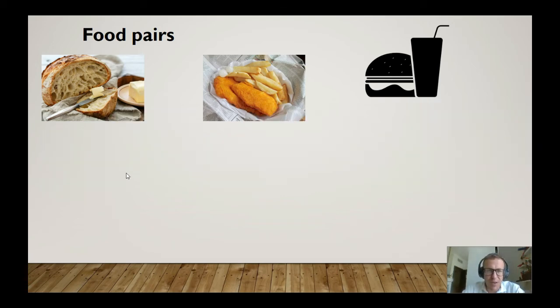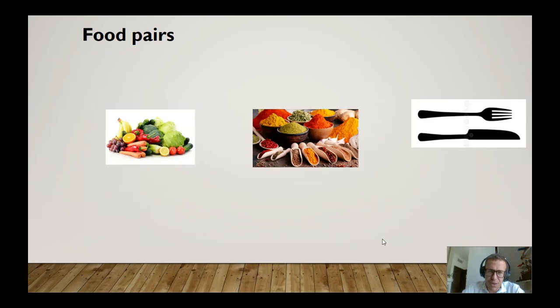So we have bread and butter. You can say butter and bread, but it just sounds a bit strange. You should say them in the correct order, bread and butter. Fish and chips. Food and drink. Three more. Fruit and vegetables. Herbs and spices. Knife and fork.